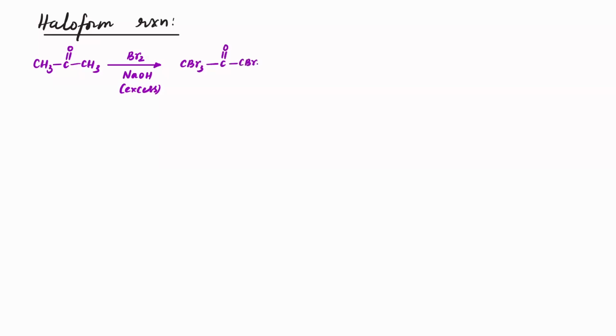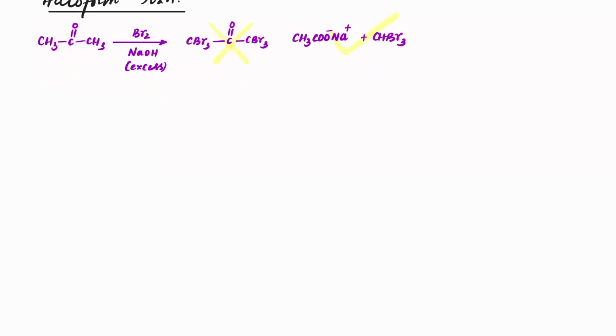Okay? But this is not exactly what is forming. Instead, the reaction goes like this: CH3COO minus Na plus, and CHBr3. Now, this is what is forming. So we are expecting this. This is expected, but this is actual. This is what is actually happening.